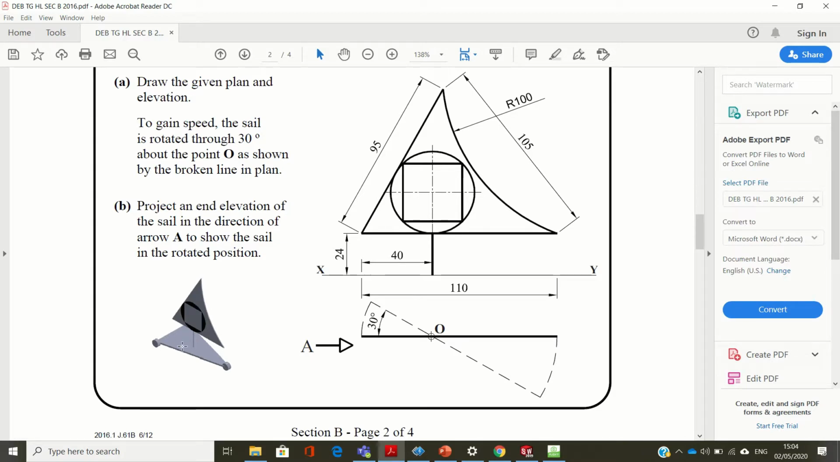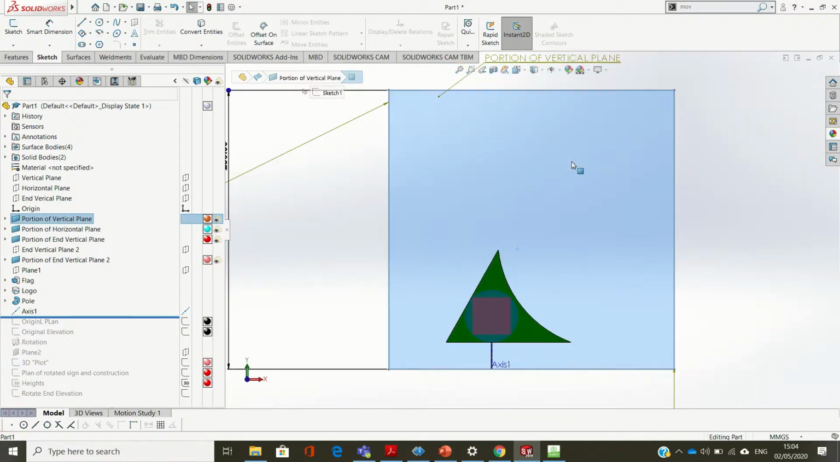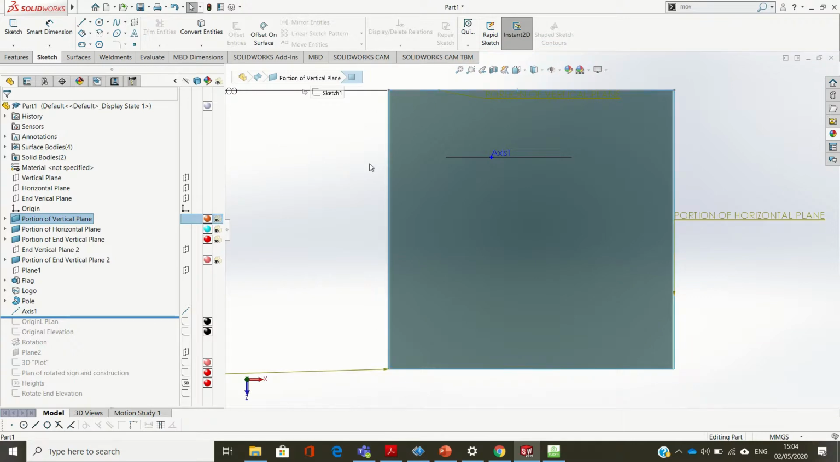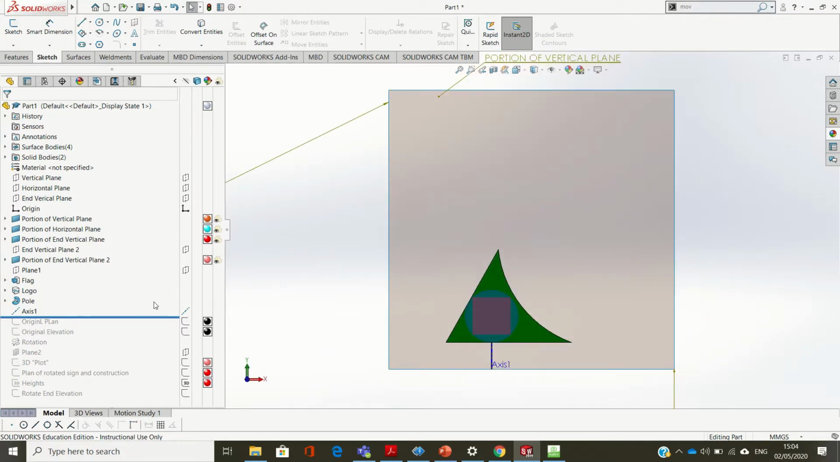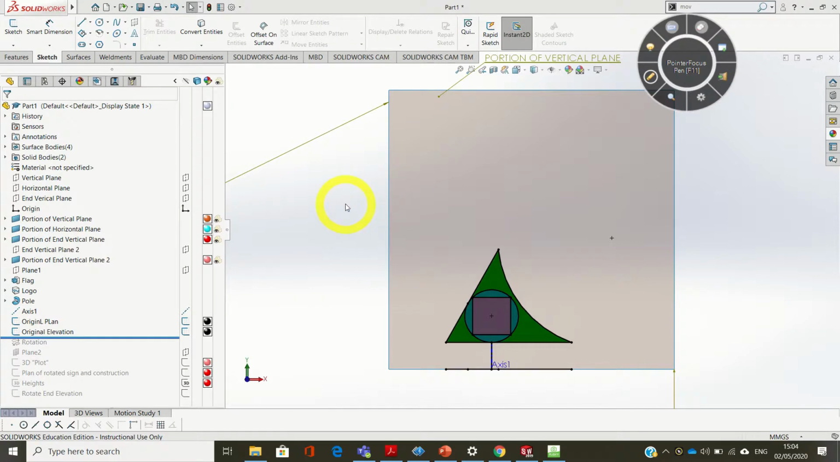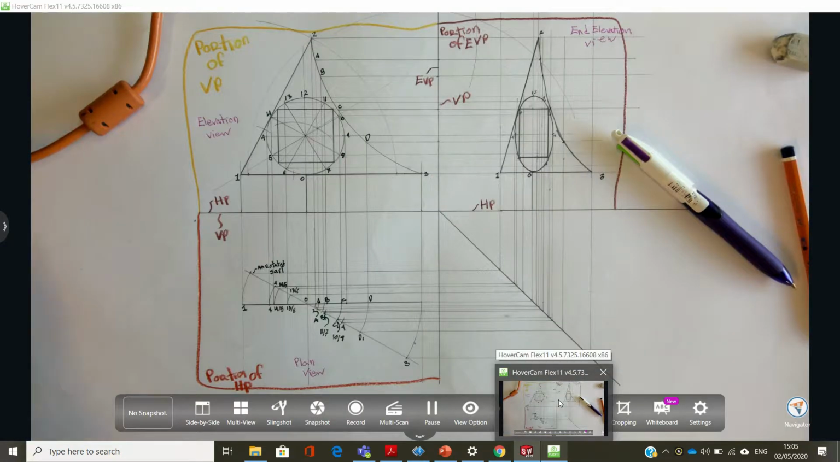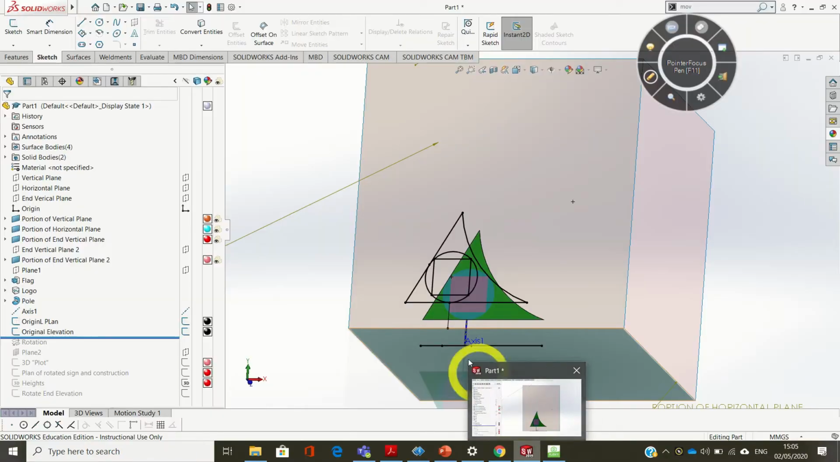So I'm going to explain the concept in 3D to help you understand. So here's the sail. There's the elevation of the sail, and there's the plan view of the sail appearing as a line just along here. This is the original plan and elevation. Here the elevation is projected onto the vertical plane, and the original plan appears as a line, just like down here, that you can see there.